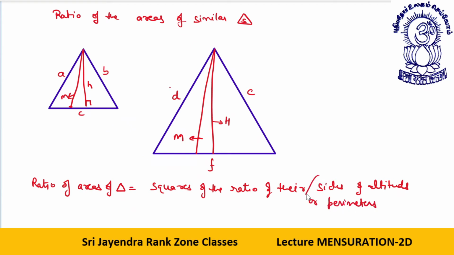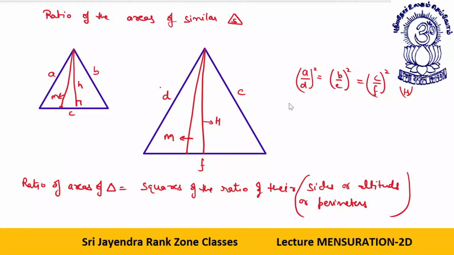Okay, sides or altitudes or perimeters also. Fine, look, this is like b by d square, or b by e square, or c by f square, or h by h square. I pray to God that this is not being hidden. Okay, just for a second, let me make it like this.